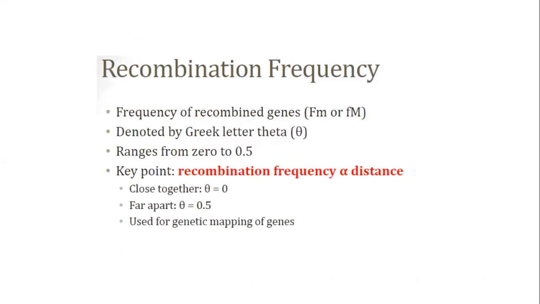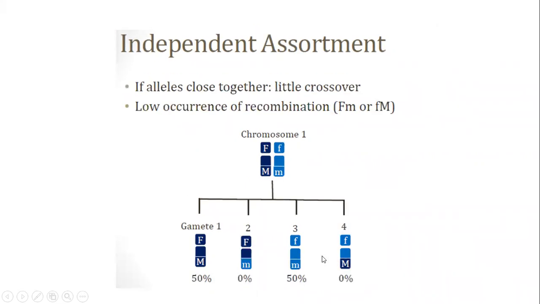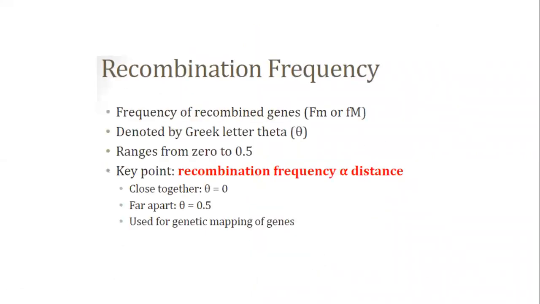Now let's talk about recombination frequency. This is the frequency of recombined genes, like for example, FM and fm on this photo, yes. So recombination frequency, in this case, will be 50% because half of the products have the same combination as it was in the parent, and half have a different combination because of recombination. So recombination frequency is the frequency of recombined genes, and it is denoted by the Greek letter theta, and it ranges from 0 to 0.5.